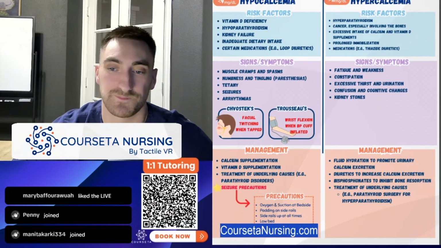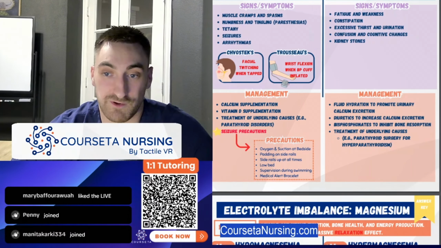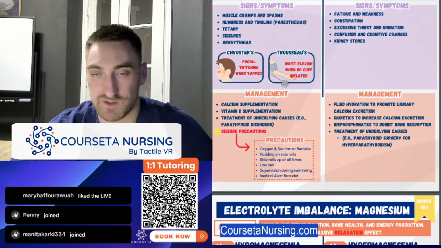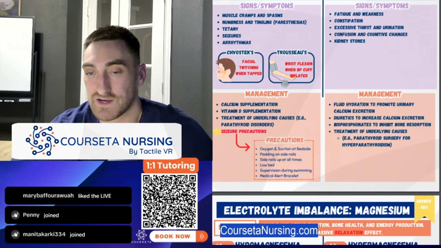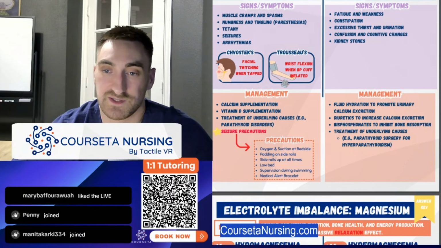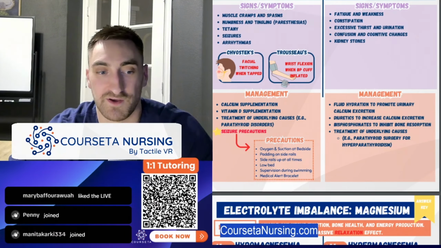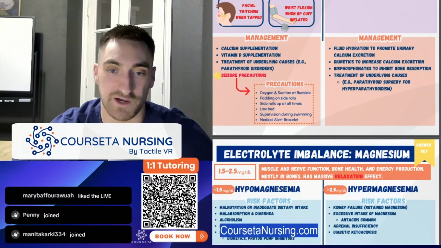And then management: fluid hydration to promote urinary calcium excretion, diuretics to increase that as well, bisphosphonates to inhibit bone resorption. We talked about how bone degeneration is a risk factor for hypercalcemia. Well, if that's the cause of it, then we want to give bisphosphonates to prevent that from happening. And of course, parathyroid, that's a very rare thing that causes it. But if there is an issue with the parathyroid, then you're going to have an issue with calcium. That's pretty much a guarantee right there. So surgical is not out of the question if it's a parathyroid issue.